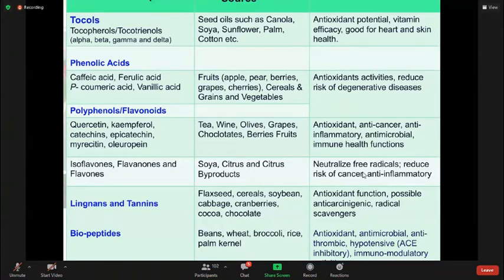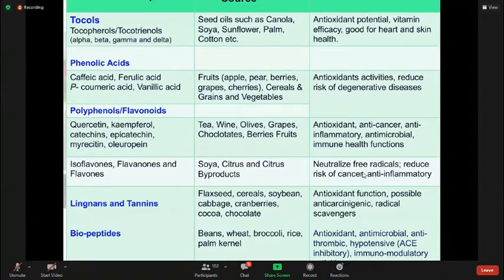Similarly, polyphenols, another class of phenolics, are present in wine, olives, grapes, chocolates, berries, and fruits. They are also important in terms of their multiple biological activities. Isoflavones and similar other flavonoids are present in soya, citrus, and citrus byproducts. They are also important to neutralize free radicals present in the biological systems and can reduce the risk of certain cancers.